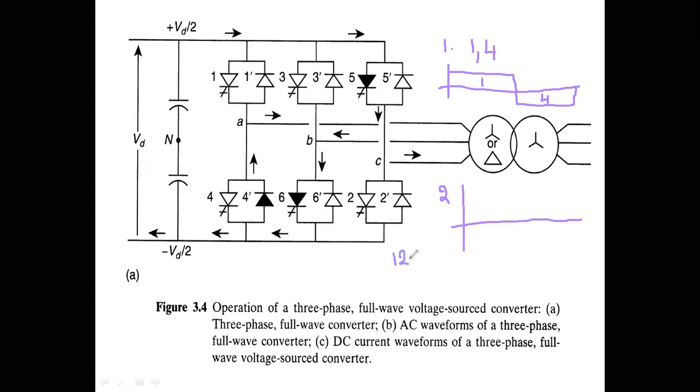Even if you consider a balanced 3-phase supply, each phase difference is 360 by 3, that is 120 degrees. That is the phase angle difference between these voltages A, B, C. Similarly here, 3 will come into conduction after 120 degrees of this one, and similarly 5 will come into conduction after this 3.